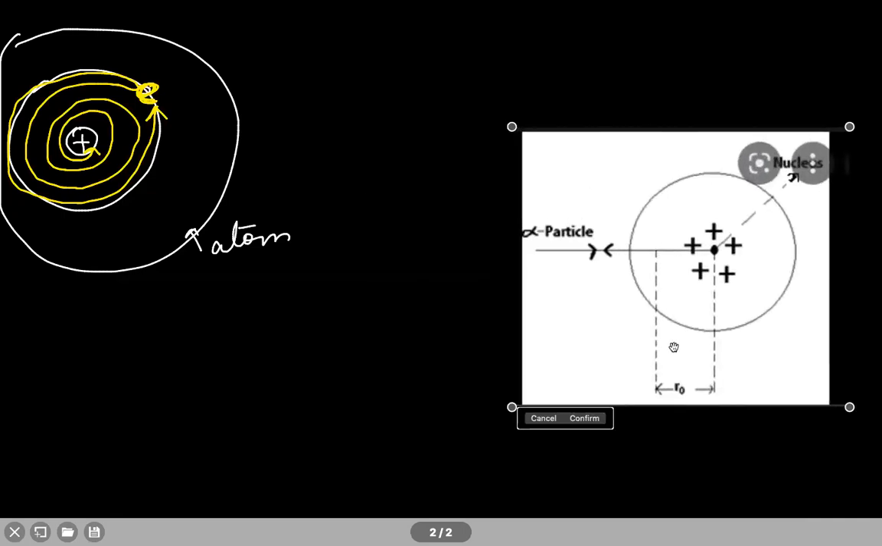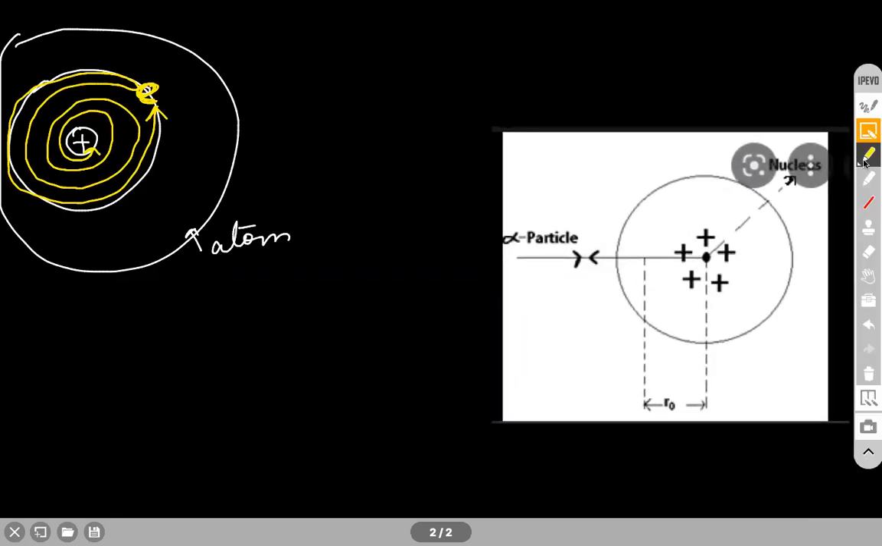Guys, I have bombarded an alpha particle. What will happen? The alpha particle will go towards the nucleus, but it won't reach the exact place of the nucleus. Because the alpha particle has 2 plus charge and the proton is 2 plus, somewhere around here its velocity will become zero. This is the point where it will get deflected. So this R0 is called the distance of closest approach, or we call it the radius of the nucleus.